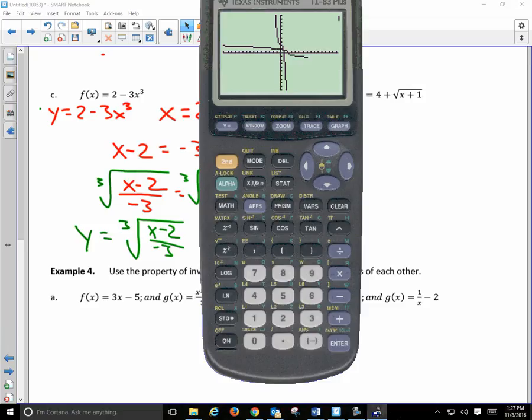The cubed root one is the one reflected over the line y equals x. It's kind of cool, isn't it? It always does that, divides it right in the middle. And so we can rest assured that that is for sure the inverse, okay?